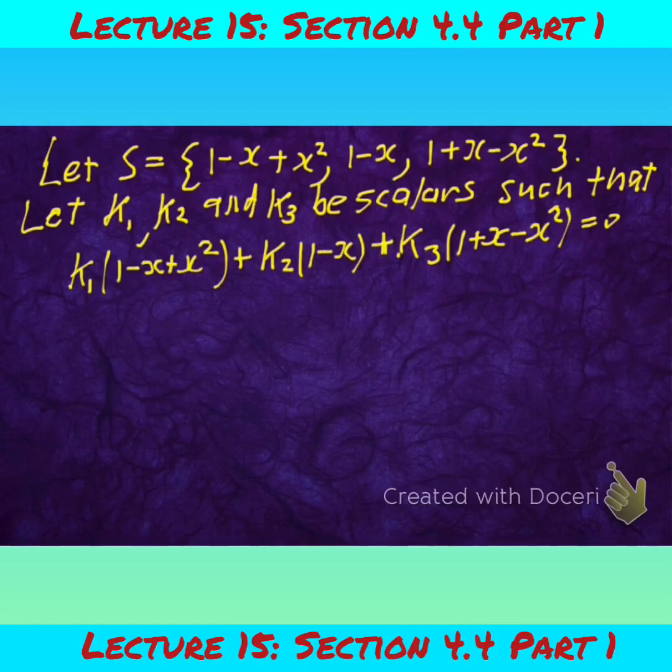Okay, so let K1, K2, and K3 be scalars, such that K1 times the first polynomial plus K2 times the second polynomial plus K3 times the third polynomial is equal to 0. Again, like I said previously, this has to hold for all values of x, because that's how the vector space is defined. My polynomials are the vectors.